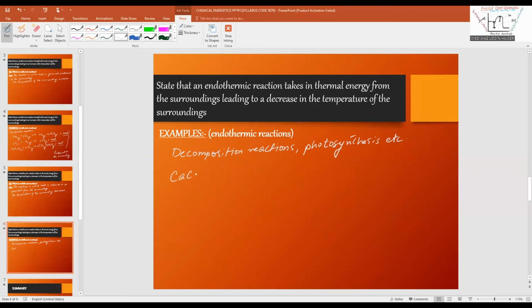The decomposition of limestone. The products are calcium oxide and carbon dioxide. First of all, let me check. Let me write the state symbols for these equations. This equation is balanced. Now I have to write heat on the top of the arrow. The other equation is about photosynthesis, which is the reaction between water and carbon dioxide. Products are glucose and oxygen.